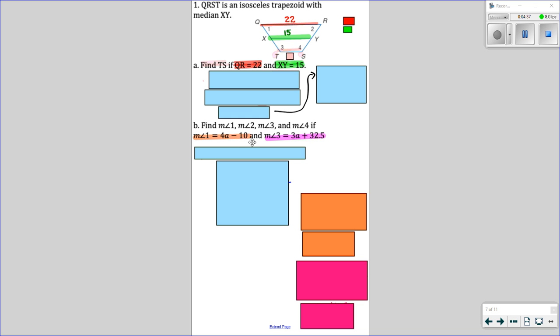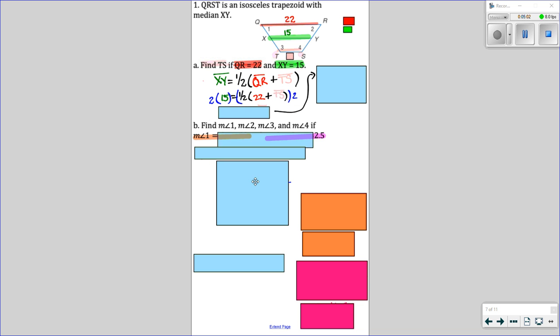All right, so again, we're going back to the formula dealing with the median. The median XY is equal to half the sum of the top base and the bottom base. So XY equals half of QR plus TS. Now you just plug in the information they gave you. They gave you XY, which is 15. They gave you QR, which is 22. And then you just solve for TS.